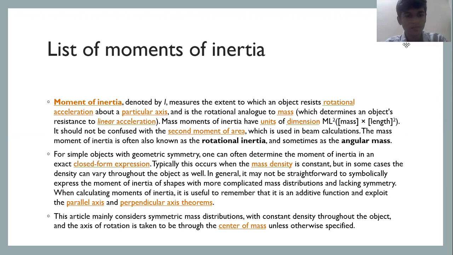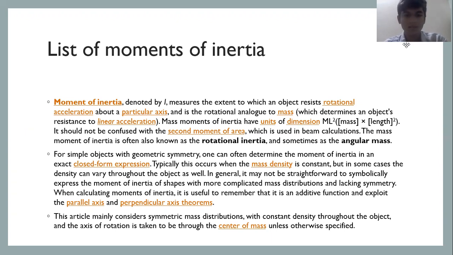For simple objects with geometric symmetry, one can often determine the moment of inertia in an exact closed form expression. Typically, this occurs when the mass density is constant, but in some cases the density can vary throughout the object as well. In general, it may not be straightforward to symbolically express the moment of inertia of shapes with more complicated mass distributions and lacking symmetry.